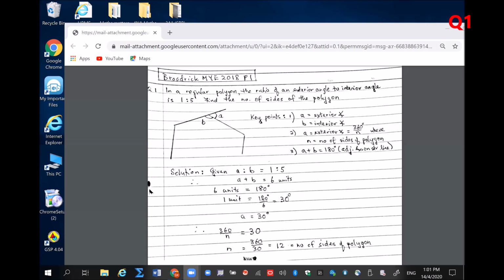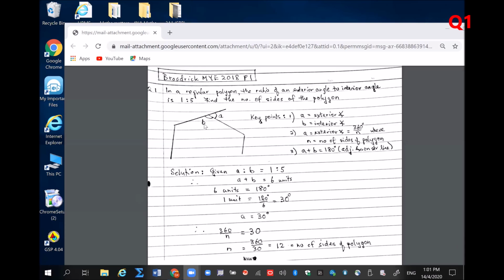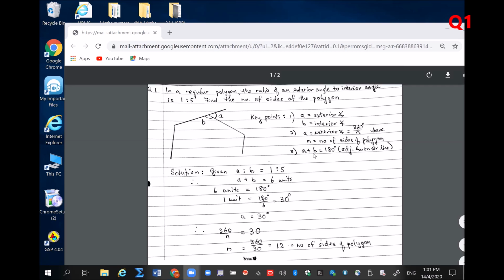Now in this question, we note the word regular polygon, exterior angle and interior angle. Reference to the diagram, A is the exterior angle, B is the interior angle. And we note that exterior angle equals 360 degrees divided by n, where n is the number of sides of the polygon. Take note that A and B are adjacent angles on the straight line. So A plus B equals 180 degrees.